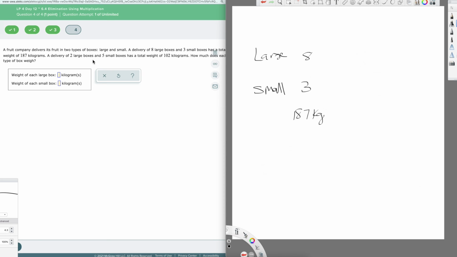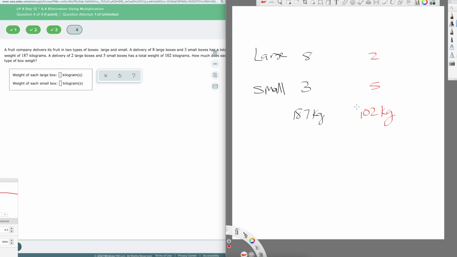A delivery of 2 large boxes and 5 small boxes weighed 102 kilograms. So I have these 2 situations here. And now it says, how much does each type of box weigh? So I can even kind of draw this out if I wanted to, and try to think of it kind of visually.